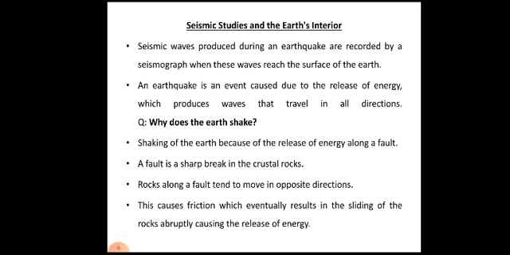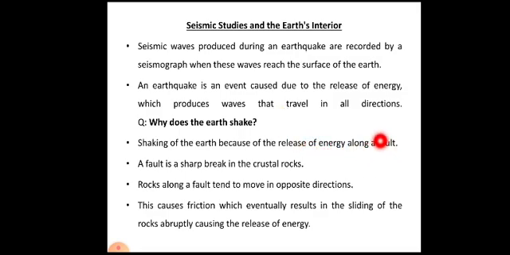The seismic or earthquake waves are produced during an earthquake and are recorded at different seismographic stations once these waves reach the earth's surface. Clear? And then the earthquake is an event which is caused due to the release of energy, and that energy produces waves, and those waves travel in all the directions. Clear? Now the question is, why does the earth shake? The shaking of the earth takes place because of release of energy along a fault.